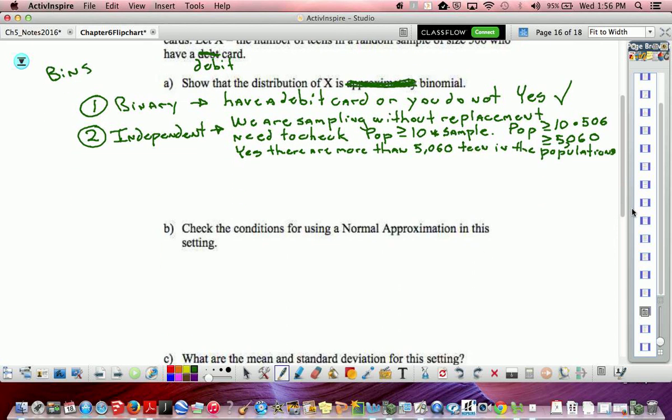All right, what's 3? What's N? Number. So what's the number of trials? Is it fixed? N equals 506.